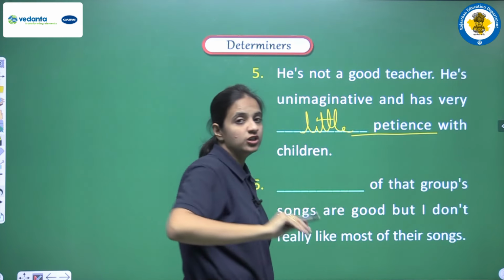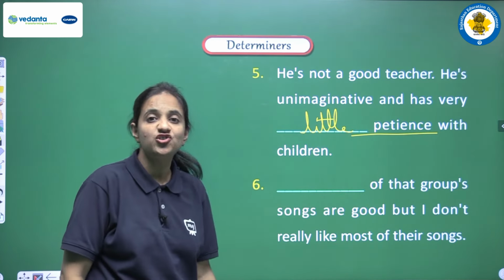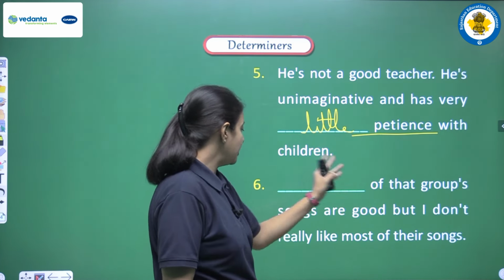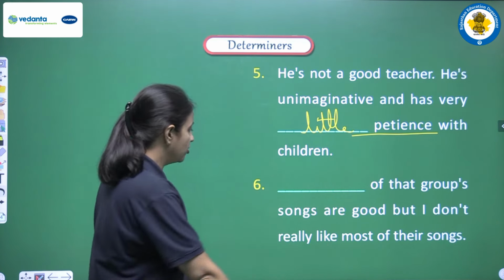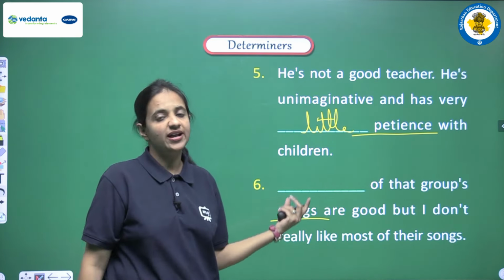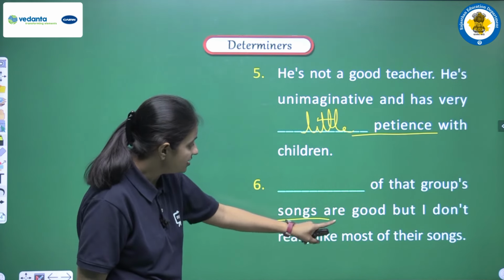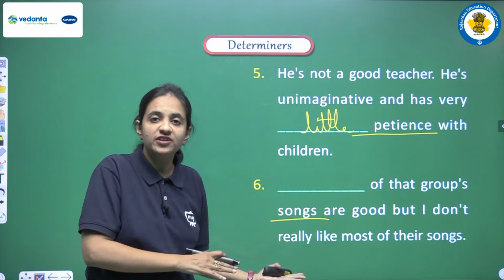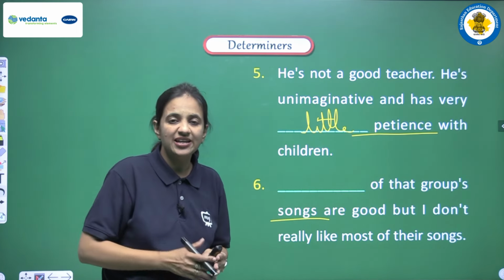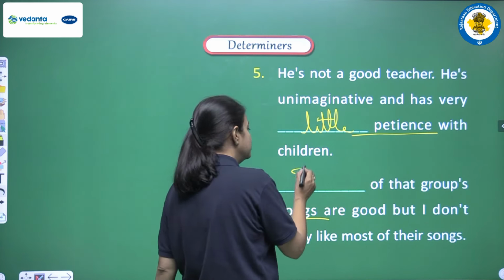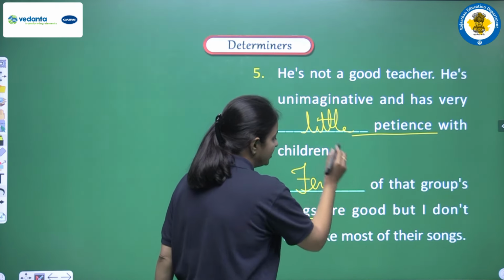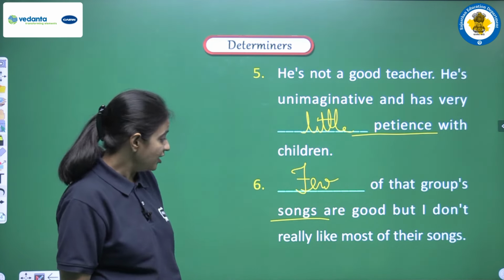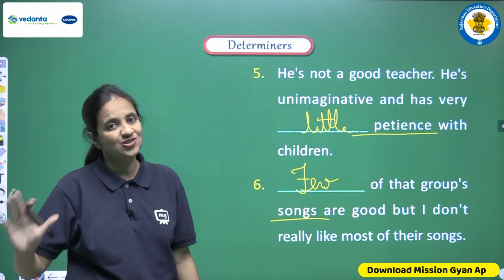Little means almost no patience he is having with children. Next sentence is: of that group's songs are good, but I don't really like most of their songs. So here we are having songs as a noun, that is a countable noun, and we are saying that I don't really like most of their songs. So it means, यानी कि जब most of their songs हमें पसंद नहीं है, so हमें उनकी यानी बहुत कम songs पसंद है. So this is the reason we will write few here as an answer, and the sentence will be that few of that group's songs are good, but I don't really like most of their songs.